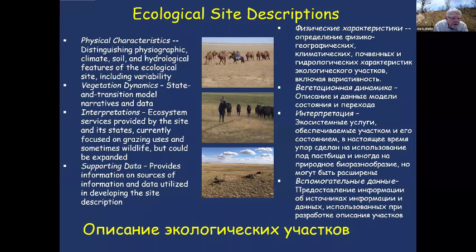Interpretations of ecosystem services provided by the site and the state. We're currently focusing on grazing, but sometimes the site might want to be primarily used for wildlife, and these can be expanded and incorporated into an ecological site. Supporting data then provides the information we need to derive the state and transition model.